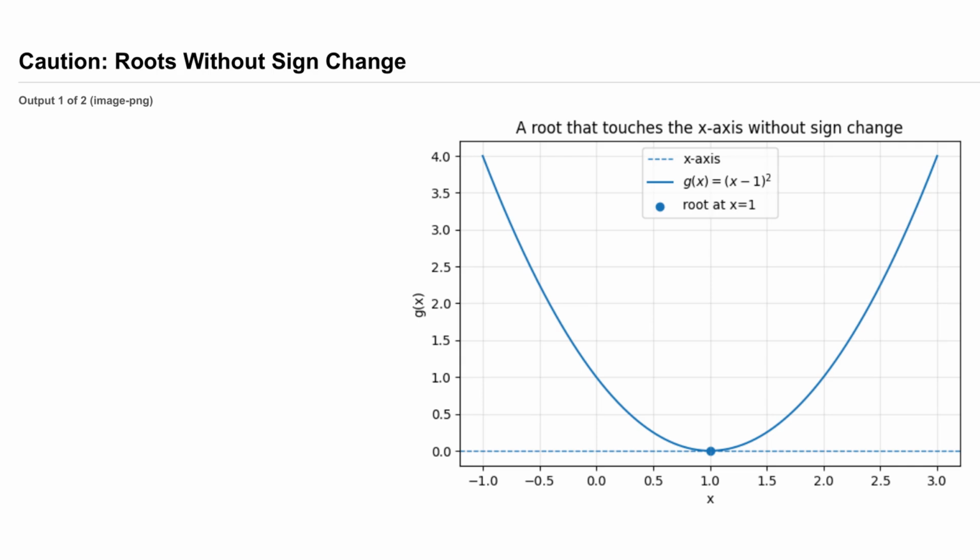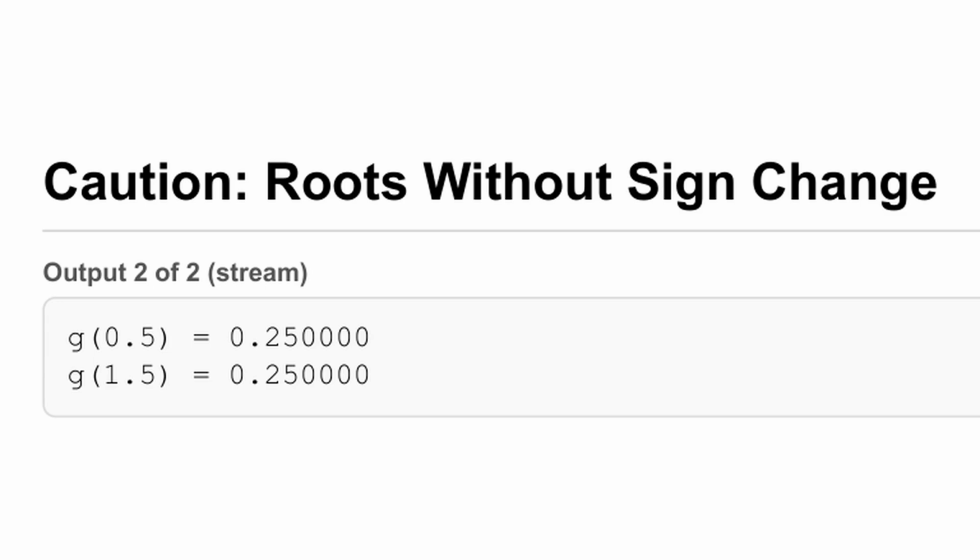A simple sign change test would fail to find this root, which is why graphical inspection is such a powerful tool. The numerical output here confirms that the function values on either side of the root, at 0.5 and 1.5, are both positive. This demonstrates why bracketing methods require extra care when dealing with even-powered roots.